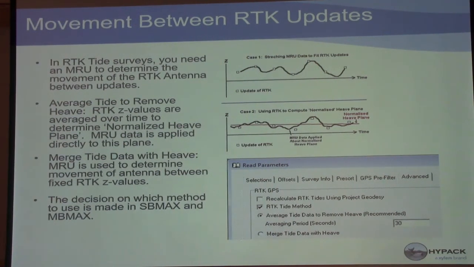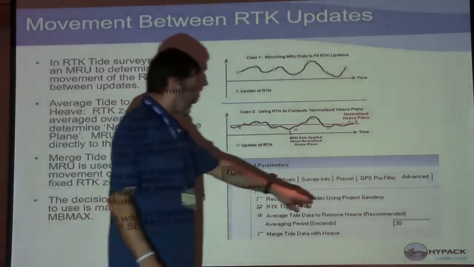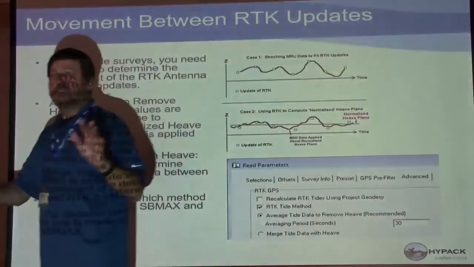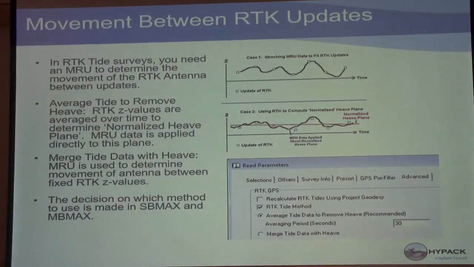You can also, if you realize you're having something going on with the heave and you're outputting the GPS at 10, 20 hertz, set this averaging period to 0, turn off the heave sensor, and then just use your RTK as basically a motion sensor.